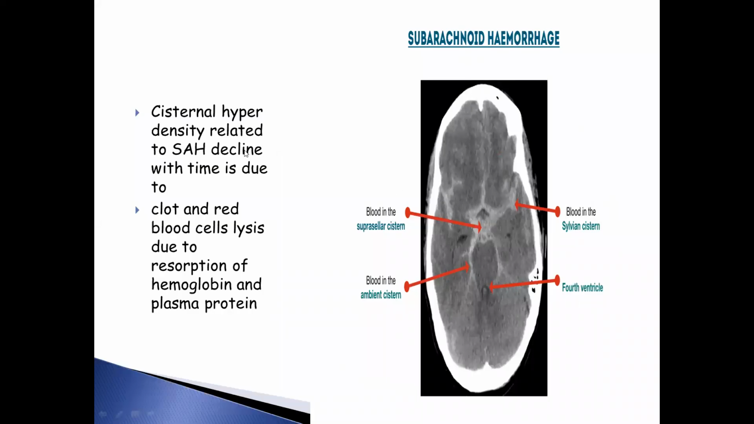Then subarachnoid hemorrhage. This is extensive hyperdensity related to subarachnoid hemorrhage. However, one thing you need to know is that the hyperdensity is going to decline with time due to clot and red blood cell lysis, with resorption of hemoglobin and plasma protein. If you detect it in the early period, good enough. However, when you scan a little later than it occurred, you might not be able to appreciate anything. This scan shows blood in the Sylvian system, the suprasellar system, the ambient system, and the fourth ventricle.